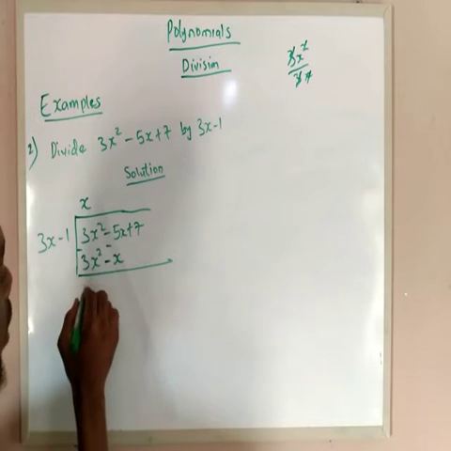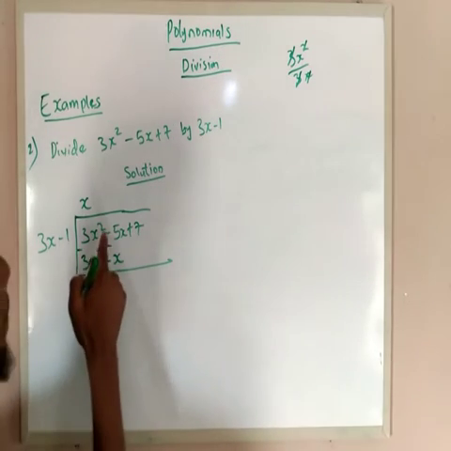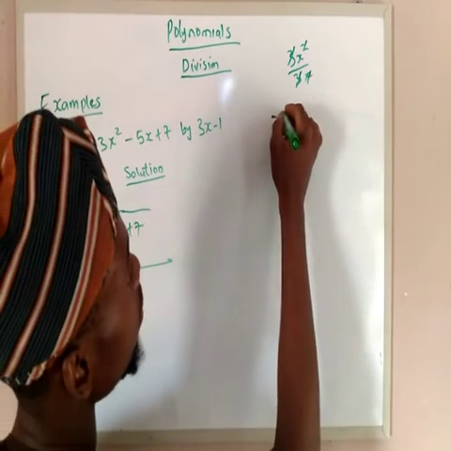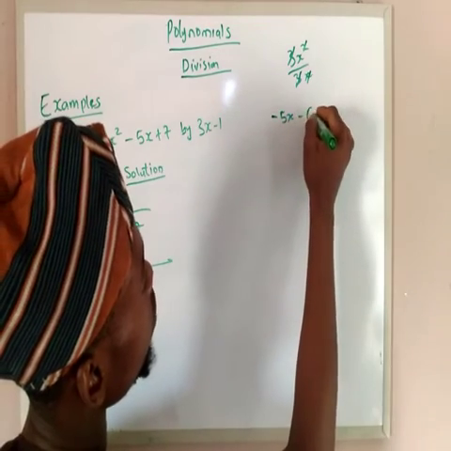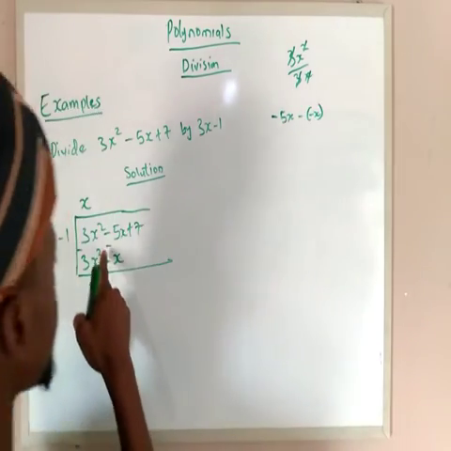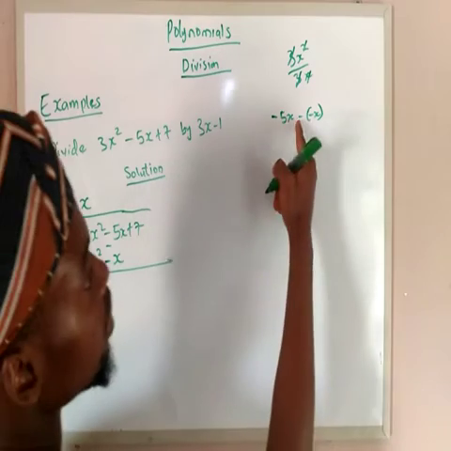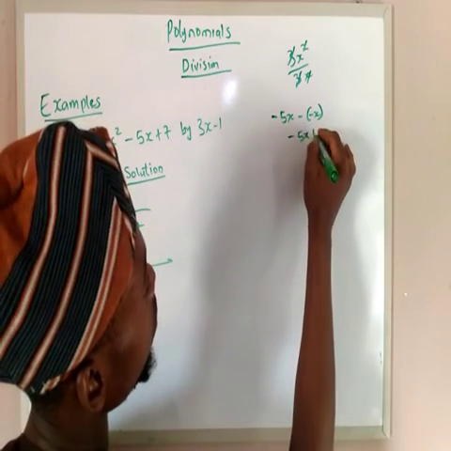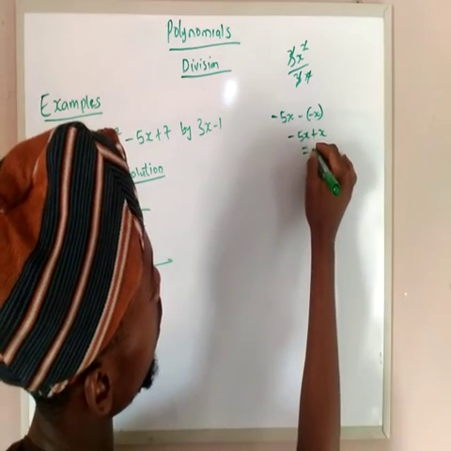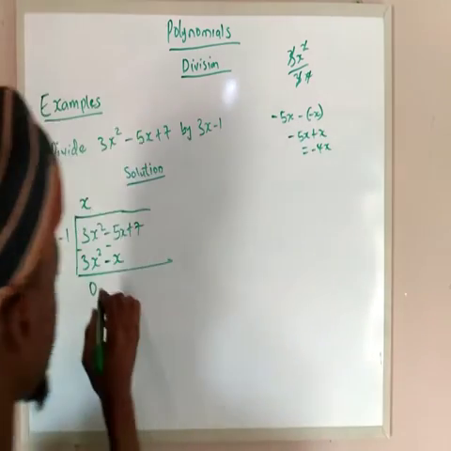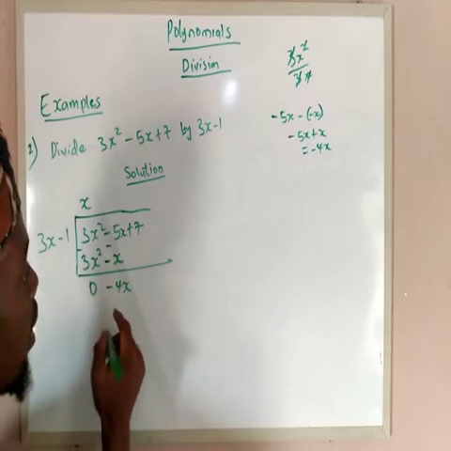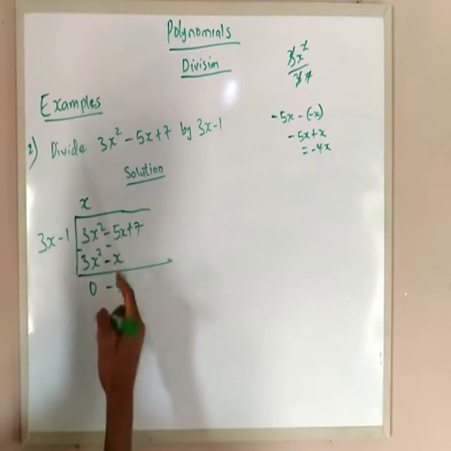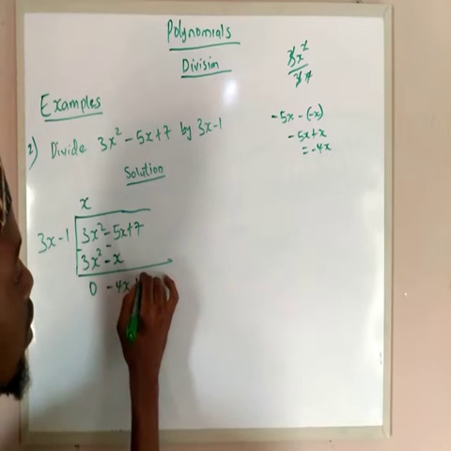3x squared minus 3x squared will give us 0. Minus 5x minus x is still the same thing as saying minus 5x minus into brackets minus x because of this minus. Now, minus times minus will give us plus, so we have minus 5x plus x, and that will give us minus 4x. There is no constant term here, so it's still the same thing as saying 7 minus 0. So we have plus 7 here.